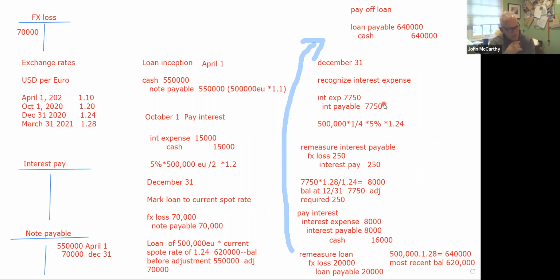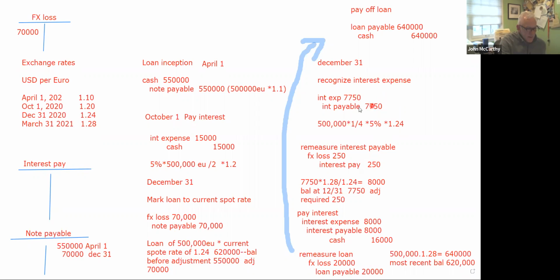Okay, so now we get a little trickier. This is where I'm going to slow down. I'll start with what the book had you do. They said, okay, we had a liability at 12/31, so come March 31, we have to remeasure that liability because it's a foreign currency transaction. We're paying that interest in a foreign currency, and the currency has moved.